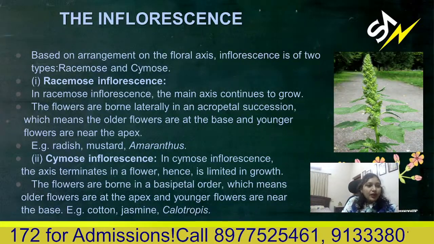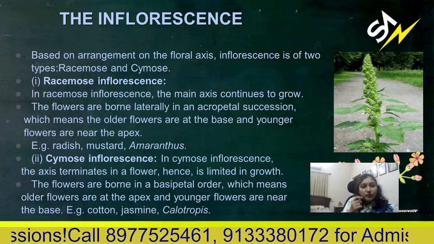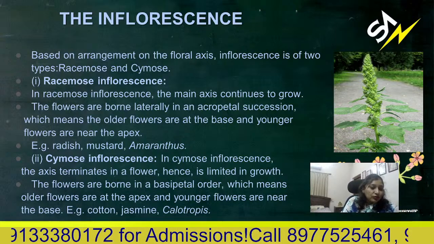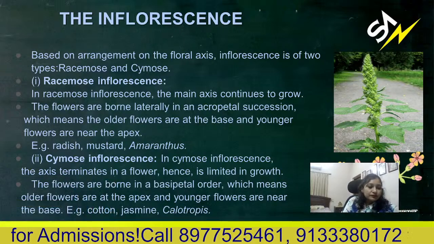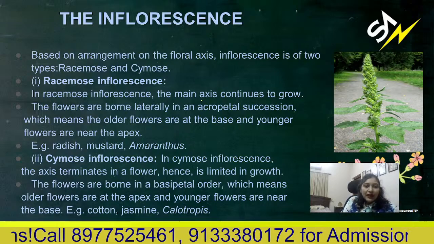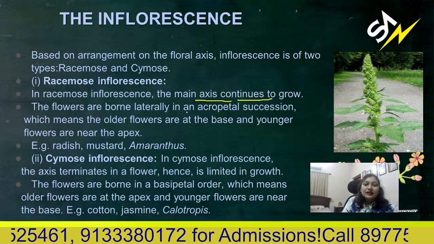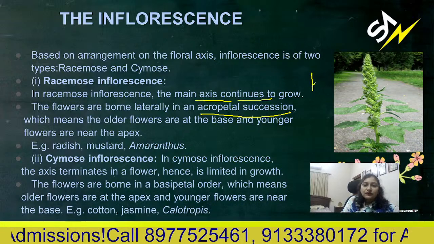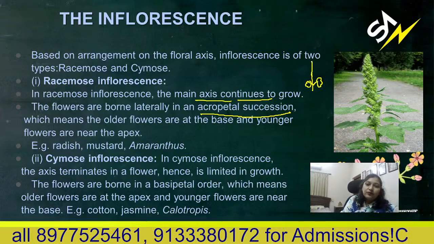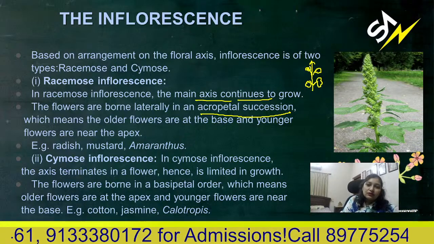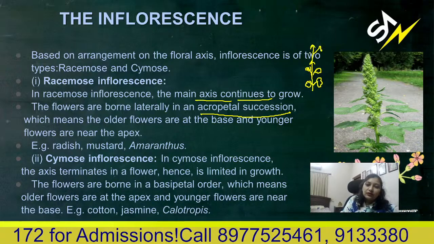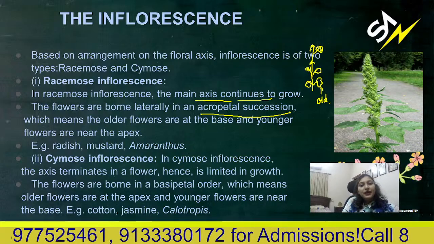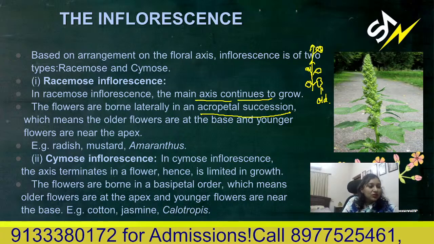Then it's about inflorescence. Inflorescence means the arrangement of flowers on a floral axis. There are two types of inflorescence, racemose and cymose. In racemose, the apical bud continues to grow. Okay, so the main axis continues to grow. The flowers are borne laterally, in acropetal succession, which means older flowers are at the base. Like this, your first flower will grow here. Then the tip will grow, then the next flower will grow here. The tip will continue to grow, and the next flower will grow here. So these are older flowers and the youngest flowers are growing at the tip. So older at the base, younger at the tip. This type of succession is known as acropetal succession.